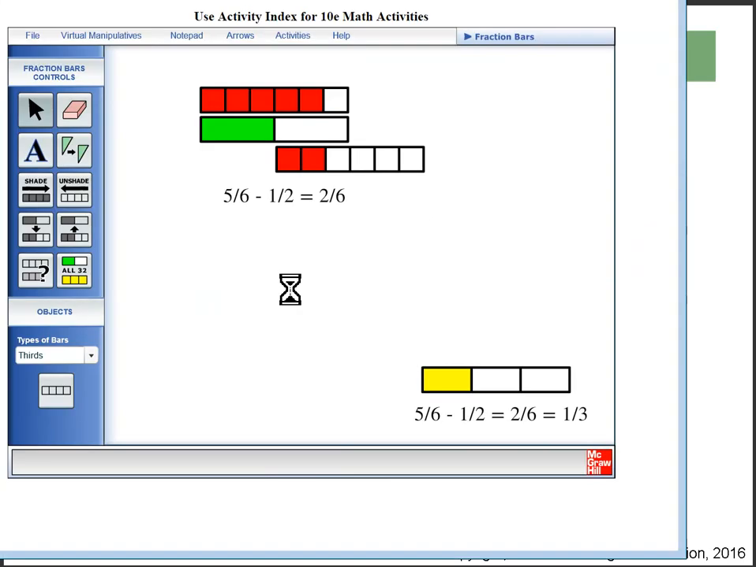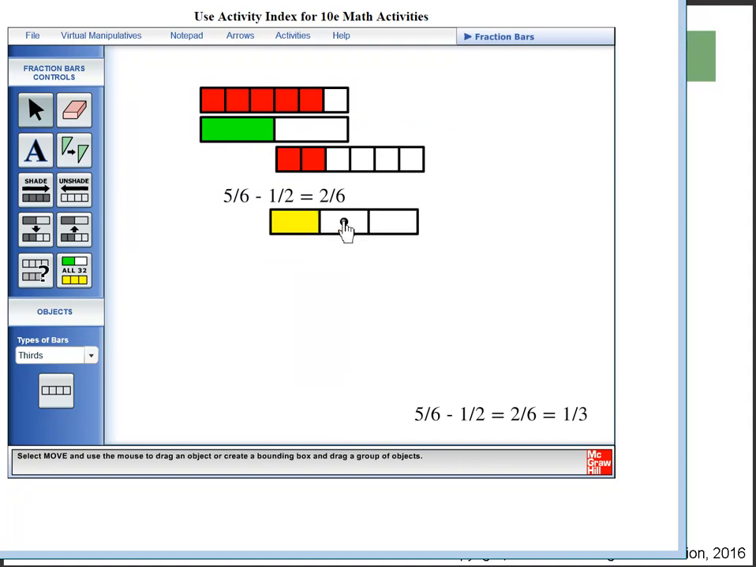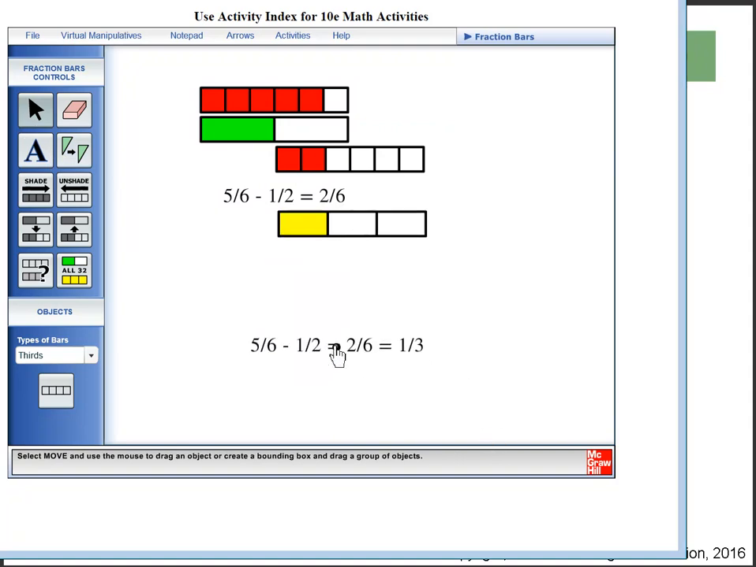For example, if I want to look at 5/6 minus 1/2, if I look here, I can see that the shaded amount that 5/6 is more than 1/2 is 2/6. Of course, I might choose to rewrite that as 1/3, since 2/6 and 1/3 are equivalent.